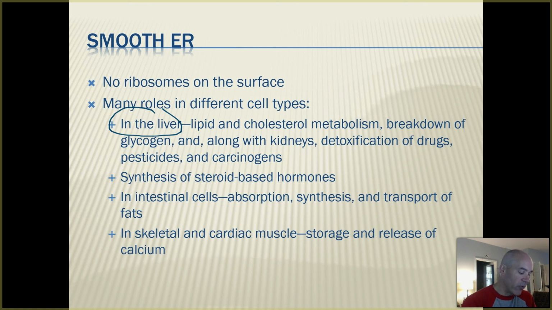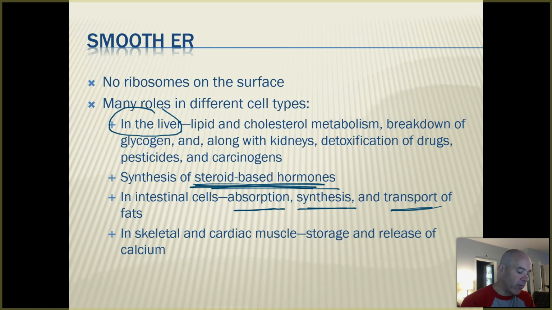Steroid type hormones are actually made in the smooth ER. Steroids are lipids that are derived from cholesterol molecules. In the intestinal tract, the cells that line the inside of the intestinal tract, the smooth ER there will be involved in absorbing, producing, and transporting fats that you've absorbed from the foods that you've taken in.